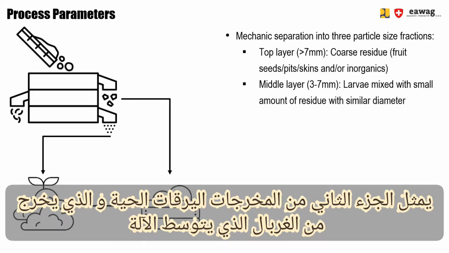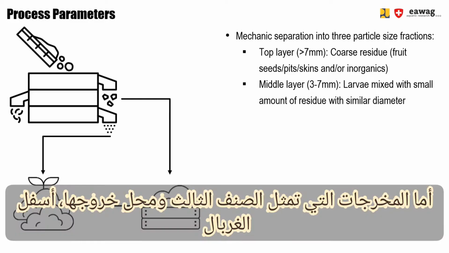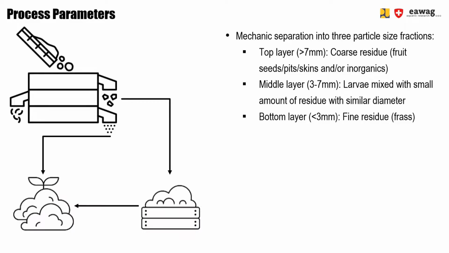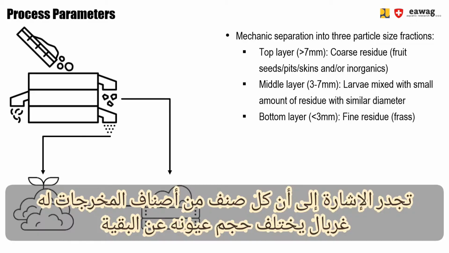The second fraction, which will come out in the middle of the sieve, are the live larvae. The live larvae are still mixed with small amounts of residue that have a diameter which is similar to that of the larvae. The third fraction, which comes out on the bottom part of the sieve, is the fine residue, and we also call this frass. This is the excreta of the larvae after processing the biowaste.